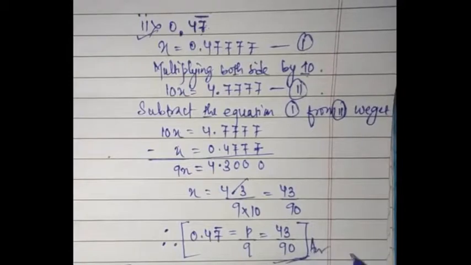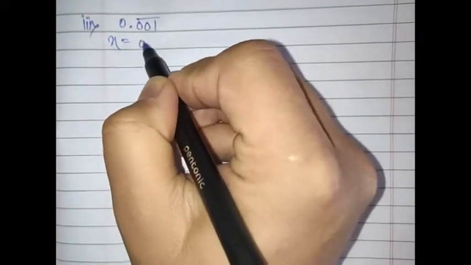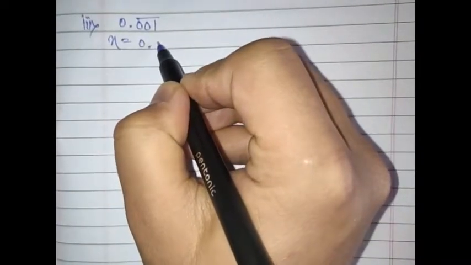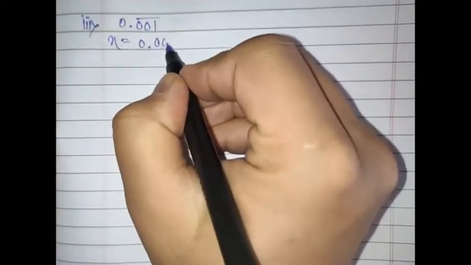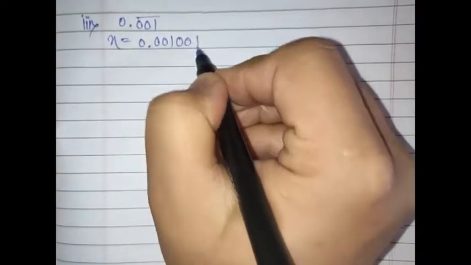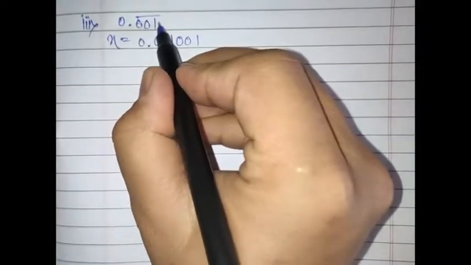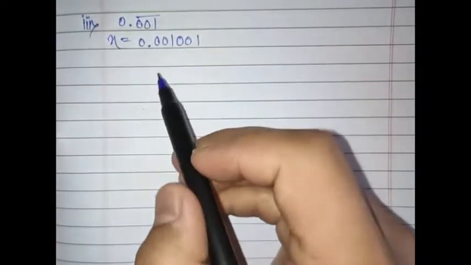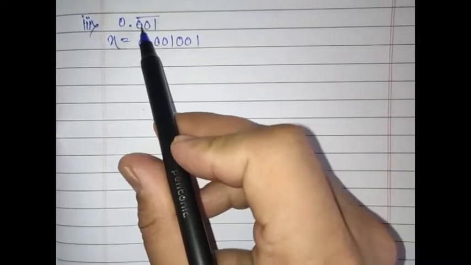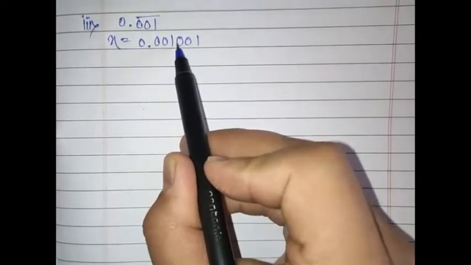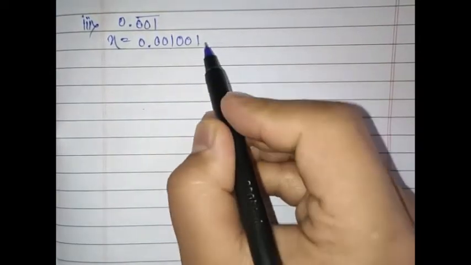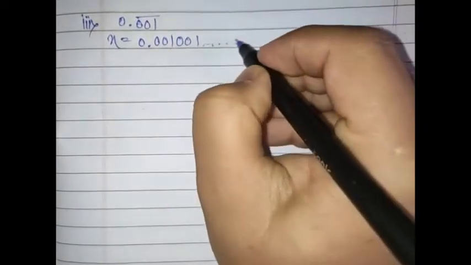Alright. Here we have question number 3. We will assume the x value as 0.001001, because the whole 3-digit number is getting repeated. I have written 0.001001 here, again 001; you can write more, but let us keep it out here. So we will keep this as equation 1.